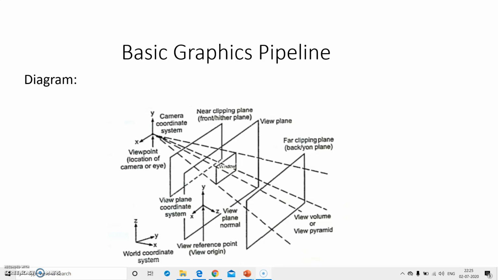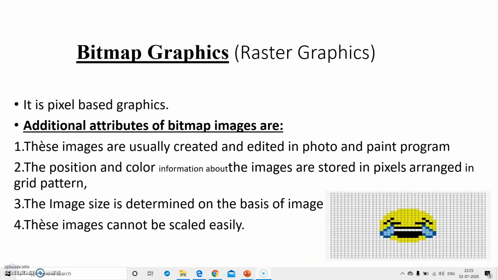The next topic we will start is bitmap graphics. Computer graphics can be classified into two categories. First is raster, also called bitmap graphics, and second is vector graphics. Let's start with bitmap graphics. It is pixel-based graphics.